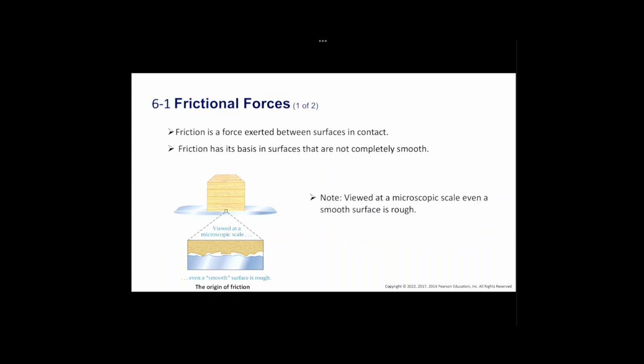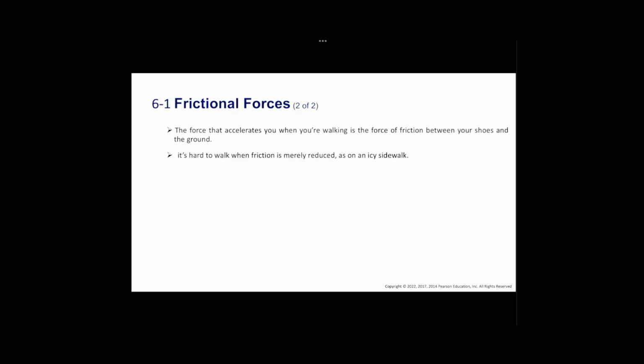Therefore, friction is a force exerted between the surfaces in contact and it has its basis in surfaces that are not completely smooth. Now let's see some day-to-day examples of frictional forces. Suppose for example that you are standing still and then decide to begin walking forward. The force that accelerates you is the force of friction between your shoes and the ground. And we simply couldn't walk or run without friction.